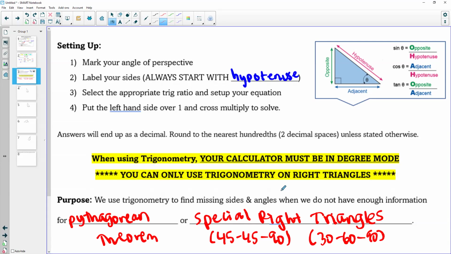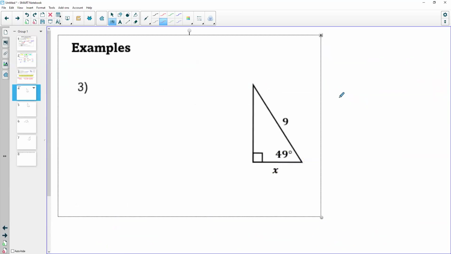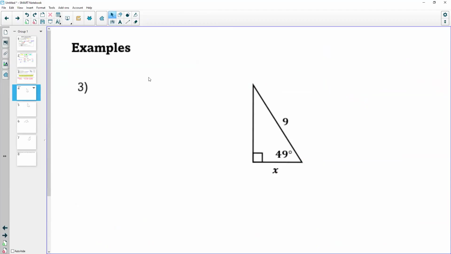So let's look at some examples here that actually have us looking for a missing side of a right triangle so that we can see how this works. Okay, now the setup here, I'm going to walk you through these 4 steps throughout every single problem. So in the first example, we're looking at example 3 here. What you'll notice here is that we have a right triangle. This right triangle has an angle of 49 degrees labeled. So we're going to mark this here as our angle of perspective. Now, if this is our angle of perspective, that was step number 1. Step number 1 is mark your angle of perspective, which we have done. Step number 2 is to label your sides. So when we're labeling our sides, remember, we always start with the hypotenuse. The hypotenuse is across the 90, so this is our hypotenuse.